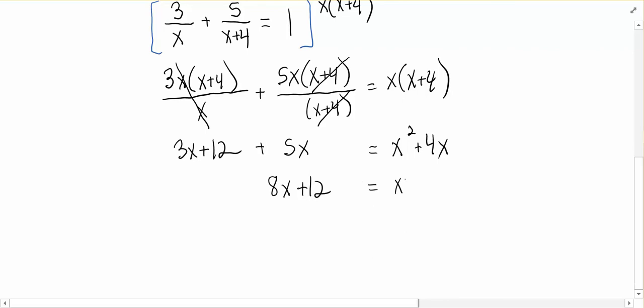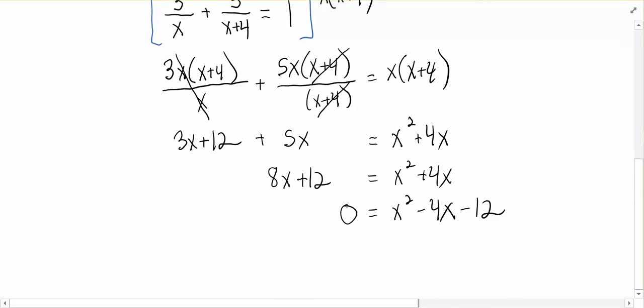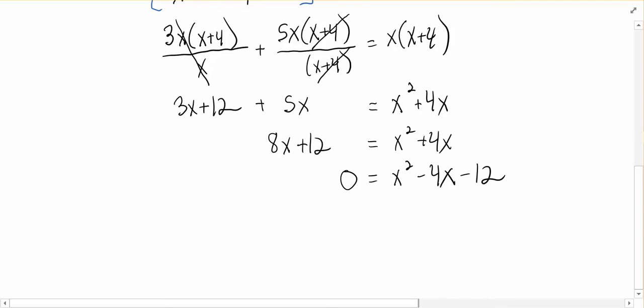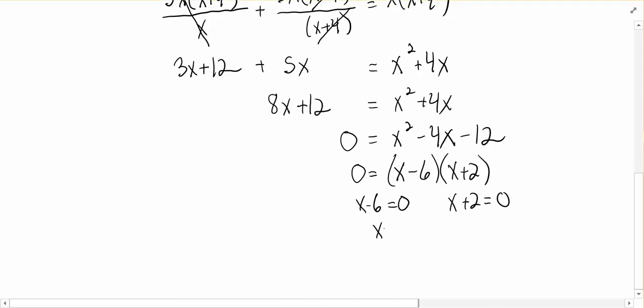On the left-hand side, we can combine our like terms, and then we can bring everything to one side so that the other side is 0. At this point, we could try to factor. If we can factor, awesome. If not, we use the quadratic formula. In this case, we actually can factor, so don't forget to try that. So that's going to give us that x minus 6 could be 0 or x plus 2 could be 0, and so x could be 6 or negative 2.